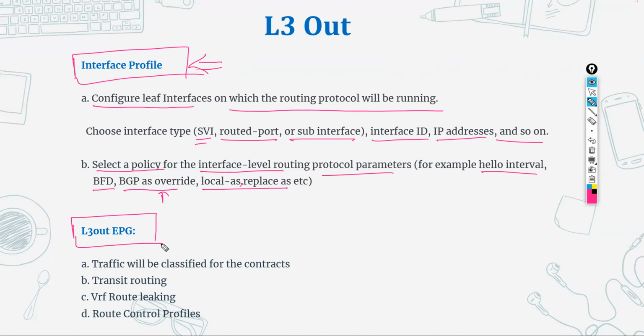Then we have the L3 out EPG. So we have different uses of the L3 out EPG. The first one is that the traffic will be classified based upon the contracts. We'll discuss all these parameters in detail, but I just mention them here. Second one is the transit routing. Then we have the VRF route leaking. If you want to leak the routes between the VRFs, this option will take the help from the layer 3 out EPG. And then we have the route control profiles. All these options we are going to discuss in detail in our future videos.